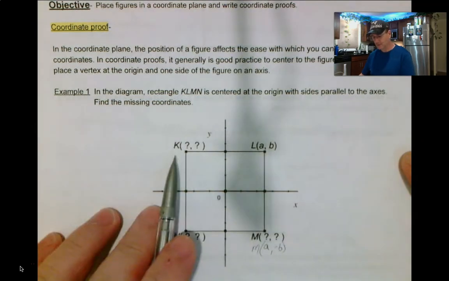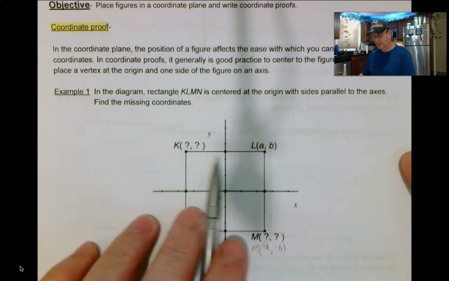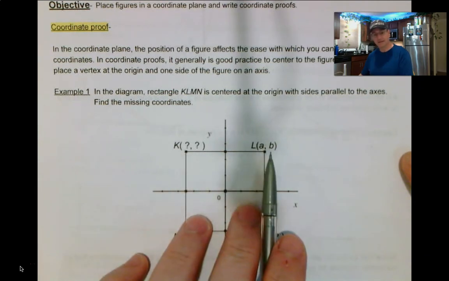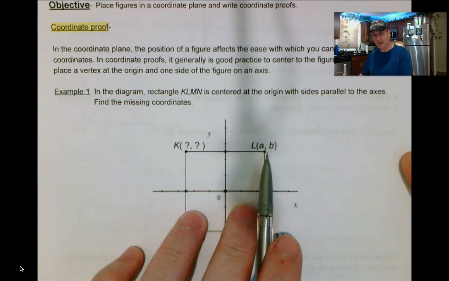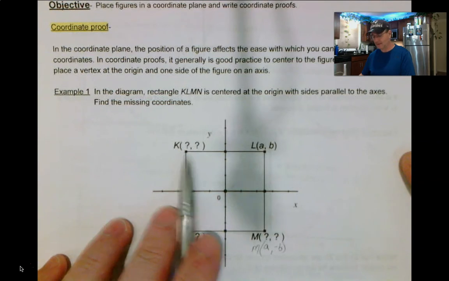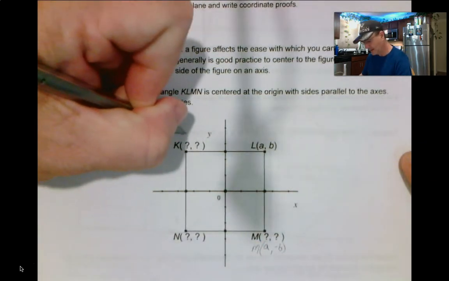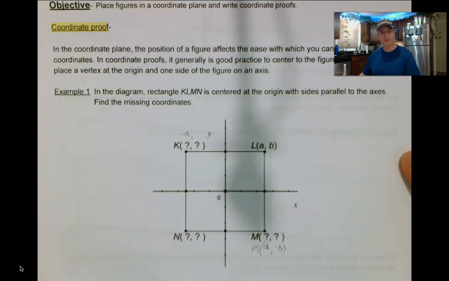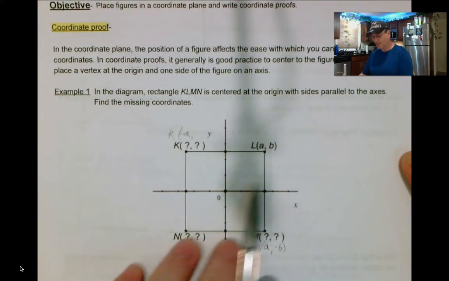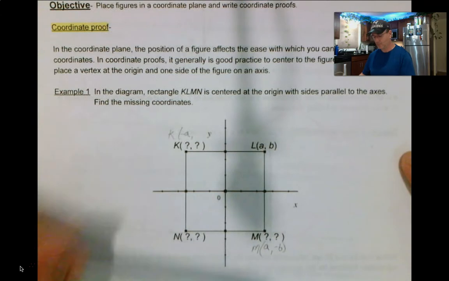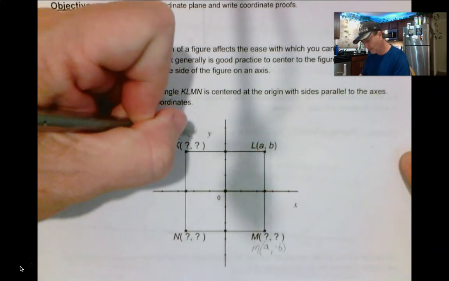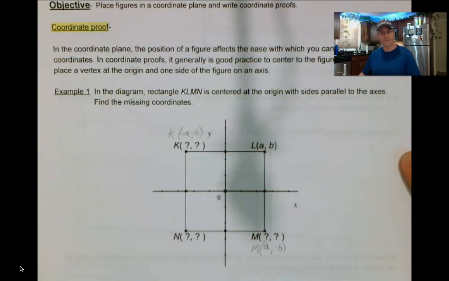Now I'm going to continue going around. We'll do K next. So K is the same distance to the left of the y-axis as L is to the right of the y-axis. So L is A units to the right of the y-axis. K is A units to the left of the y-axis, or in the negative direction, making it negative A units. The x-coordinate is negative A. The y for L and K are the same. They're both the same height above the x-axis in both cases. So they are both B units above the x-axis.